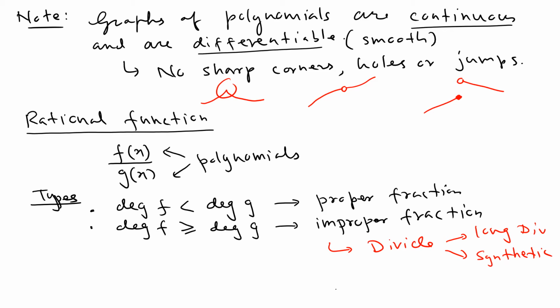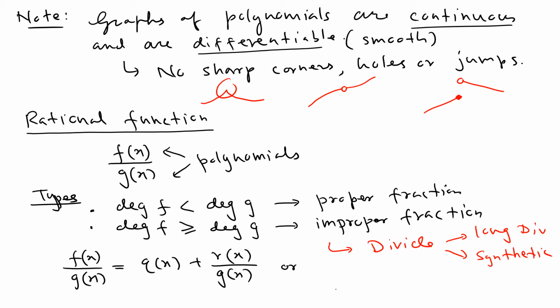Now what's going to happen when you divide? You can write it in this form. When you divide the top function by the bottom function, you get what we call the quotient function, plus you get the remainder term divided by g(x). You can write it like that. That's one way to write it.